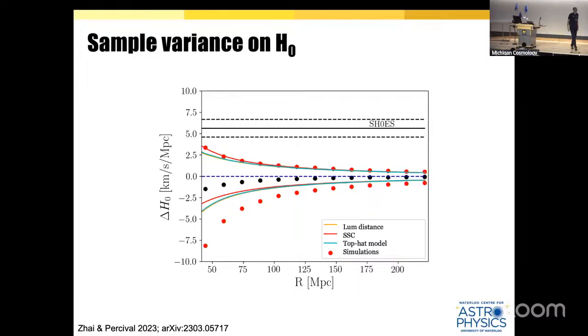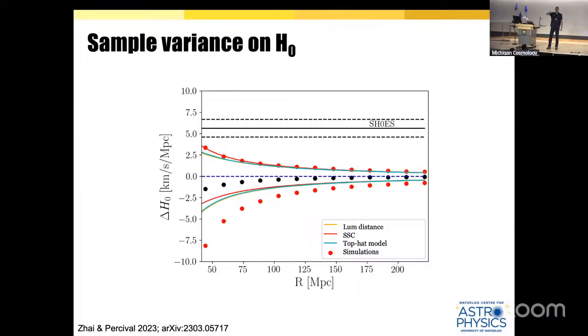Is it sample variance? If I was a nice person, I would have put one of Dragon's plots here, but I put my own because I'm not a nice person. This shows here it's not sample variance. Basically, if you measured H0 in different patches of the universe, you would not have a fluctuation that's big enough to explain the fluctuation that we see.